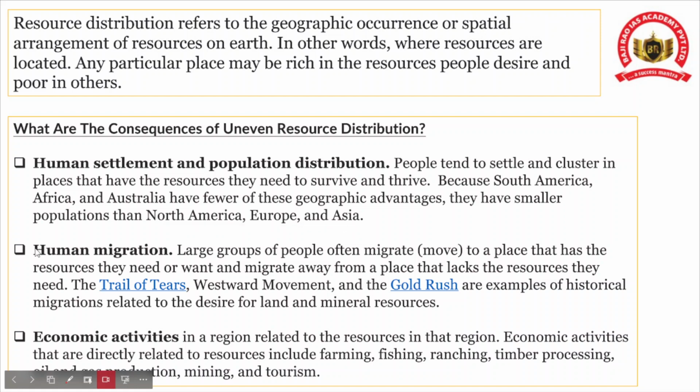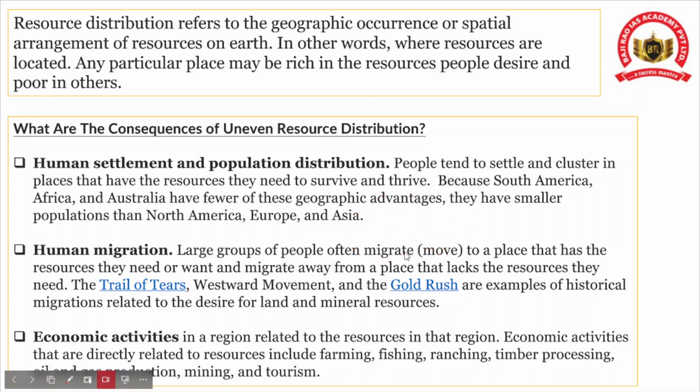Okay. So secondly, human migration. I have just explained how human migration takes place on the basis of distribution of resources. Large groups of people often migrate or move to places that have resources. For example, we can take the example of people moving from a water scarce region to a water surplus region.